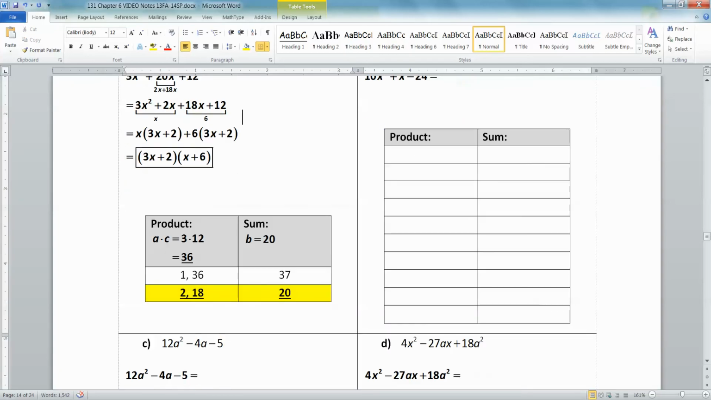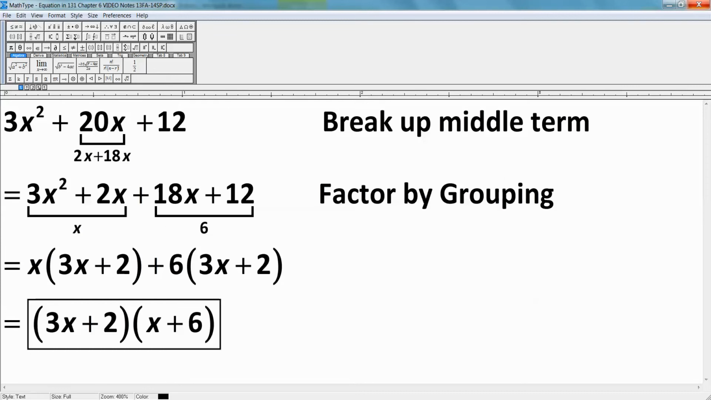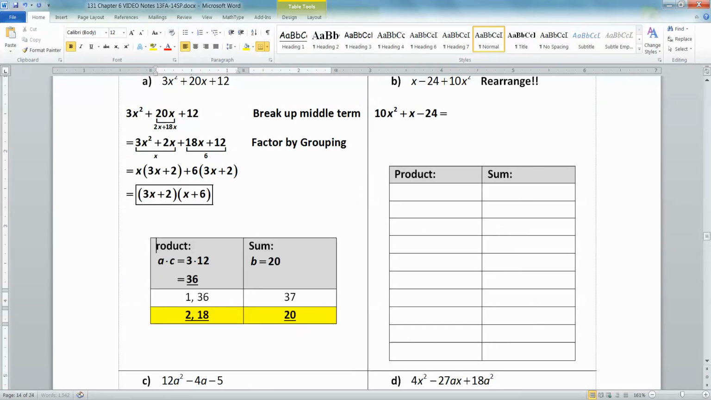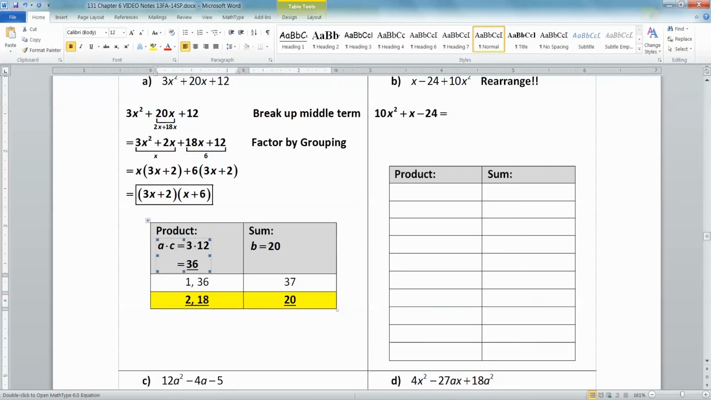Let me type up what we did. Hold on one sec. There we go. We broke up the middle term, and then we factored by grouping. The tricky part is, what do you break up the middle term in? And that's the a times c thing right down here. A times c made 36, and then you figure out which one of those sums to 20.